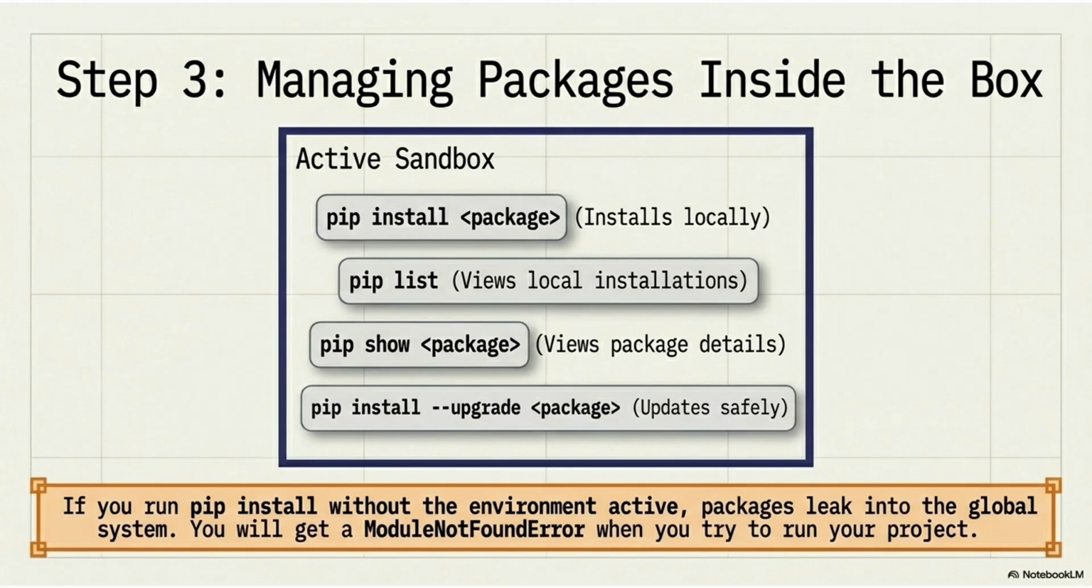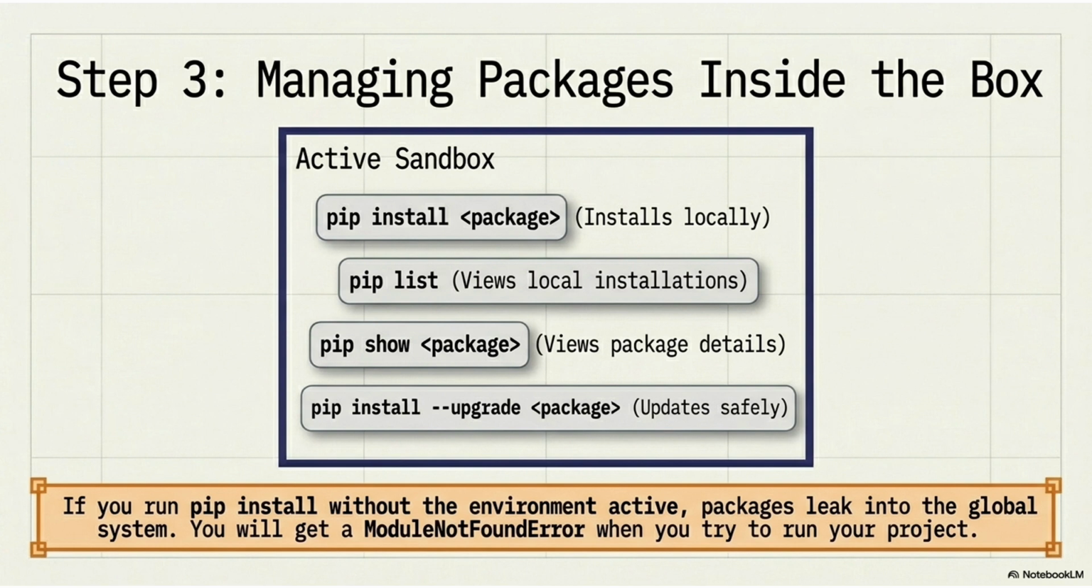Pip install with a package installs a package locally to your .venv only. It never touches the global system. Pip list shows every package currently installed in this environment. Pip show of a package displays the version and dependency details for a specific package. Pip install --upgrade of some package upgrades a package safely contained in this environment.